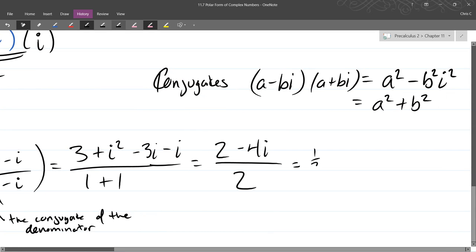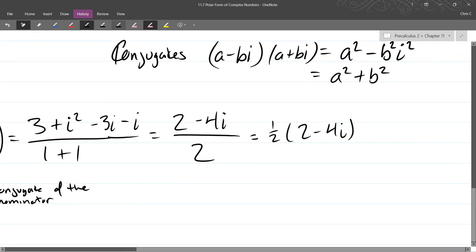We can write this as 1 half times 2 minus 4i. Same rules you used before: write a division as multiplication by the reciprocal, and now I can distribute this in just like regular multiplication. So we're going to get 1 minus 2i as our final answer.